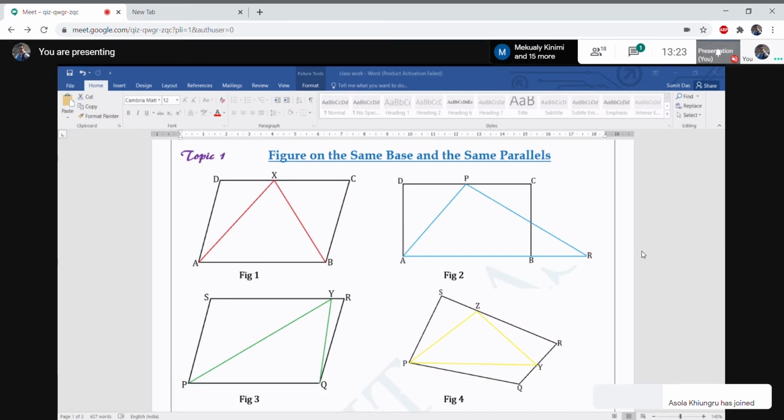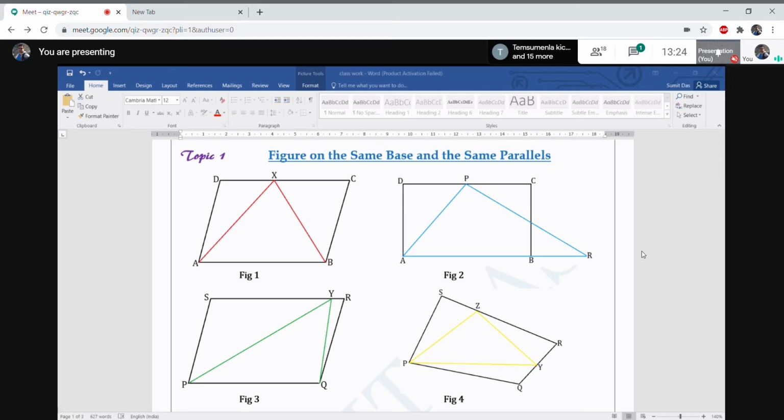So the triangle and the quadrilateral, not a parallelogram, just a random quadrilateral, not to mention whether it is a parallelogram or not, is between two parallel lines. One is AB, another is DC. Now in figure 2, what can we see?